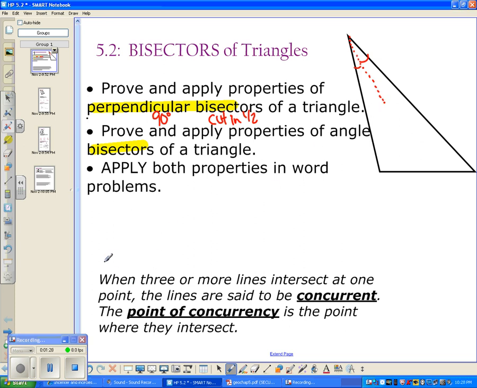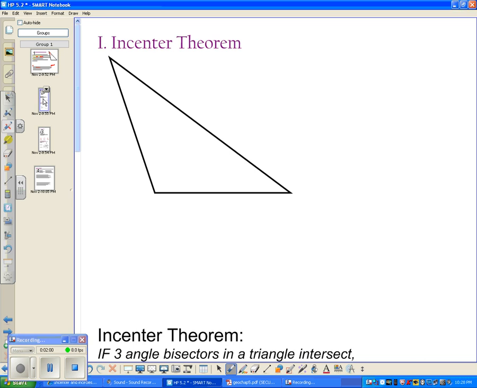And some vocab that you need to know is when 3 or more lines intersect in one point, those lines are said to be concurrent. So it's a fancy word for saying intersect. And the point of concurrency is that point where they all intersect. So that's when we're talking about 3 or more lines. And since triangles have 3 sides, these angle bisectors might all be intersecting, and the perpendicular bisectors might all be intersecting. So they'll be concurrent, and we'll have a point of concurrency.